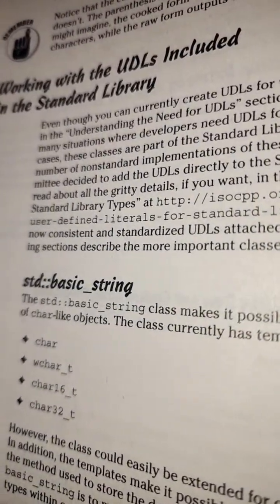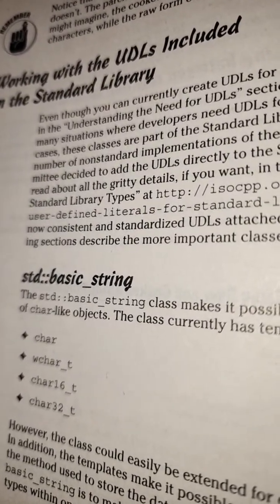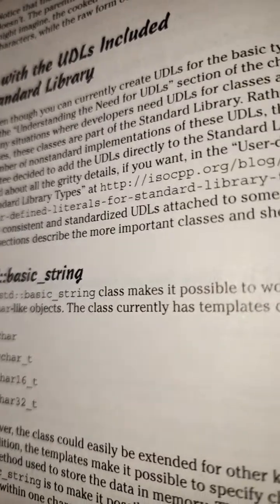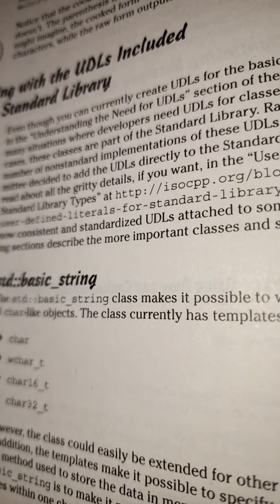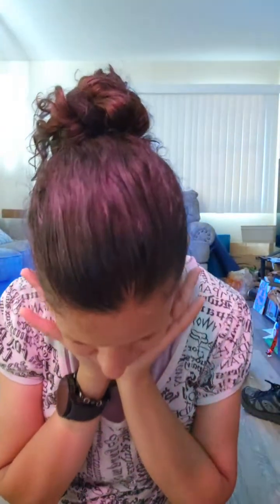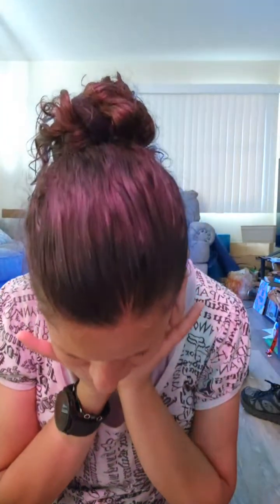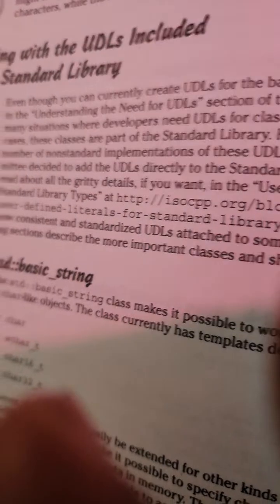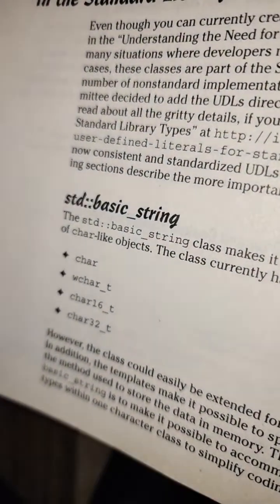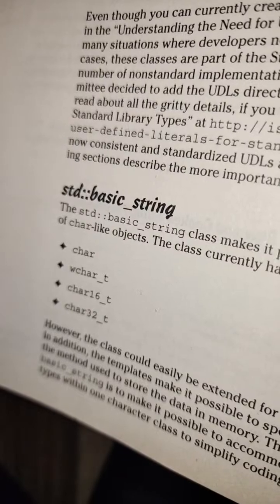std::basic_string. The std::basic_string class makes it possible to work with sequences of char-like objects. The class currently has templates defined for char, wchar_t, char16_t, char32_t.